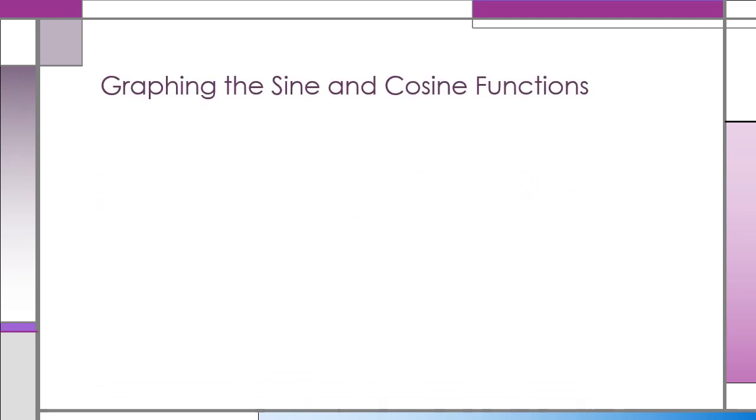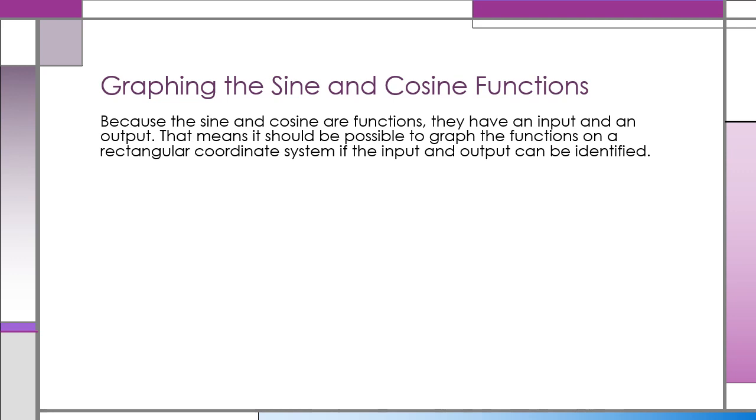So let's begin with graphing the sine and cosine function. Because the sine and cosine are functions, they have an input and they have an output. That means it should be possible to graph the functions on a rectangular coordinate system if the input and output can be identified.